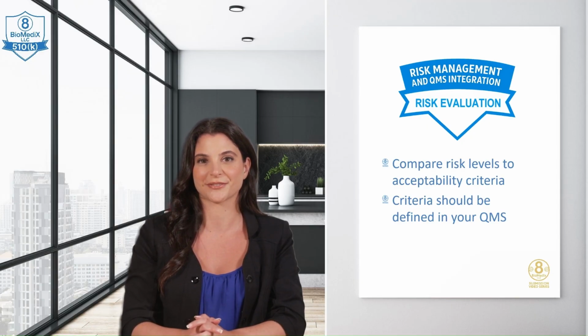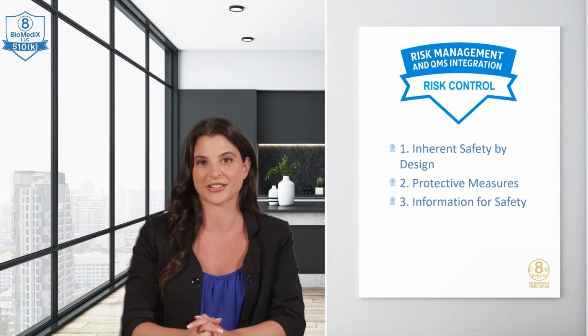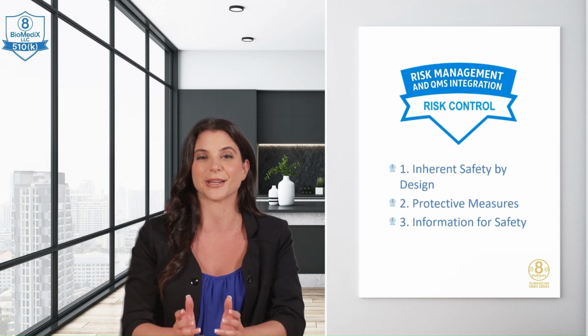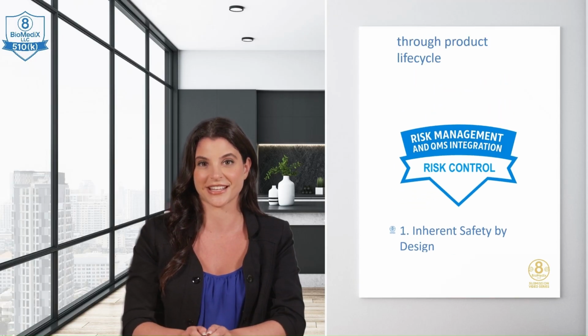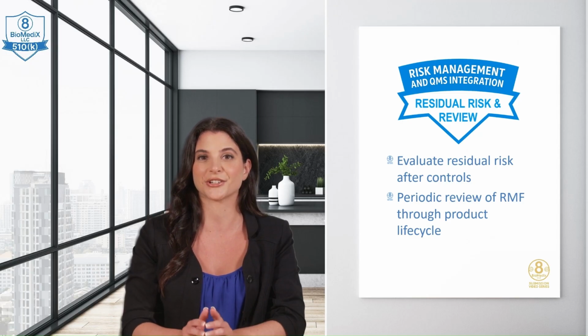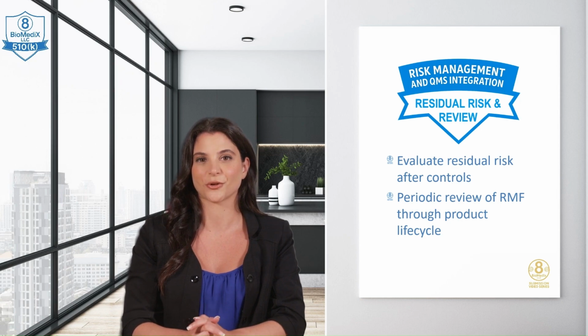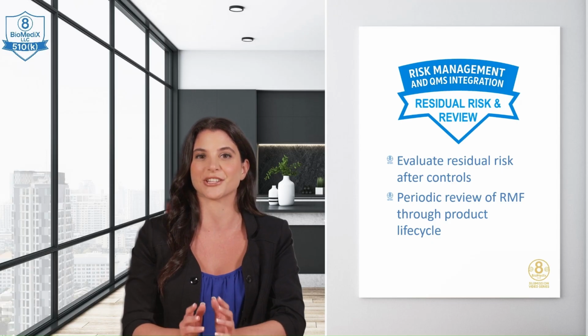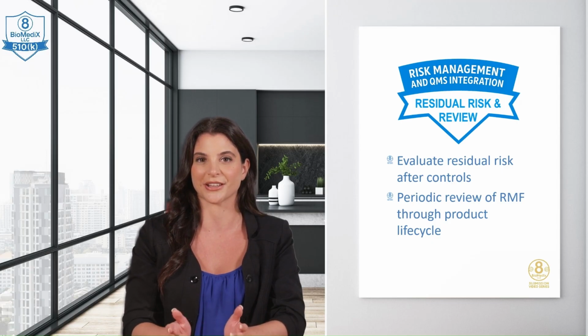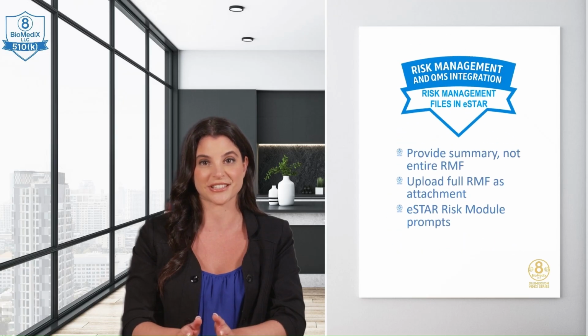Risk control. This involves implementing measures to reduce risks to an acceptable level. ISO 14971 prioritizes controls in this order: inherent safety by design, protective measures, and information for safety. Evaluation of overall residual risk. After implementing controls, you evaluate the remaining residual risks to ensure the overall risk profile is acceptable. Risk management review. You periodically review the risk management file to ensure its continued effectiveness throughout the device lifecycle.